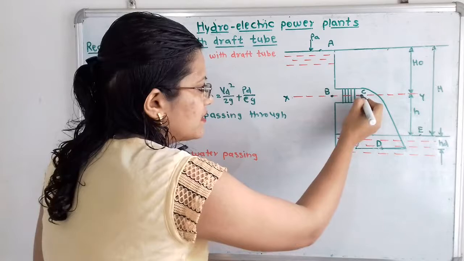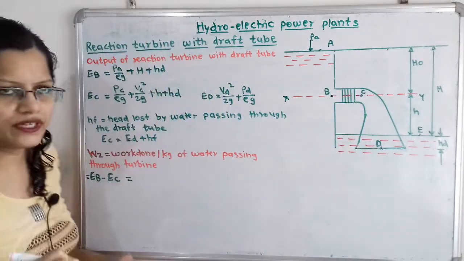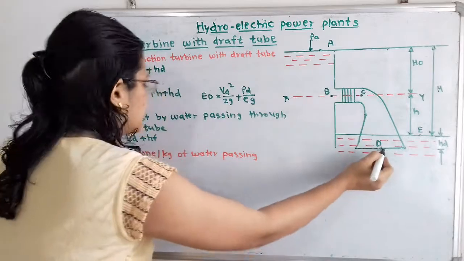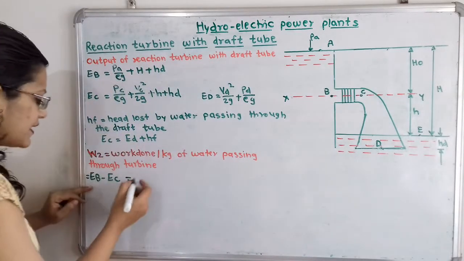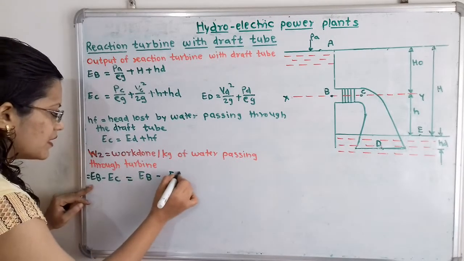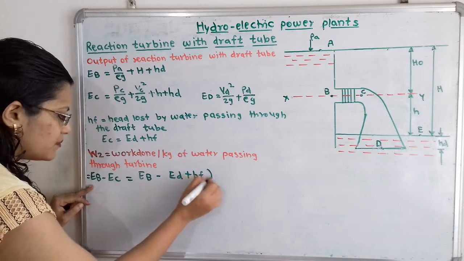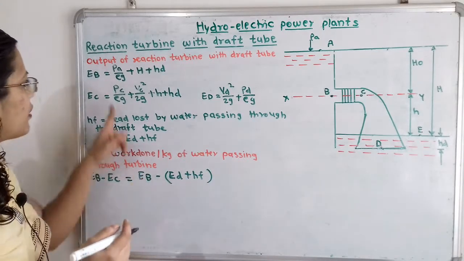So we have to write the energy at point C in terms of energy at point D, and here is the relation between C and D, that is EC is equal to ED plus HF. So I will write this, which is equal to EB minus ED plus HF. We will put here the bracket. Now we will put all the values. So what is the value of EB?